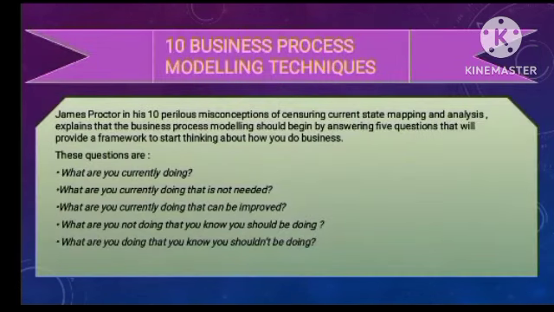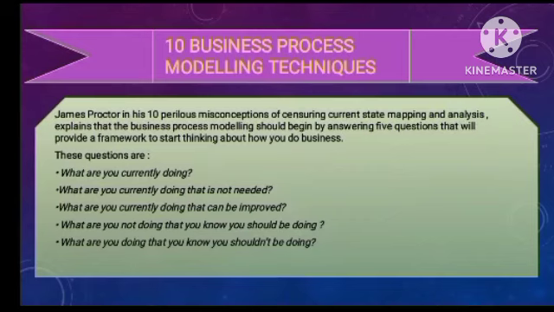And the next one, we have the 10 business process modeling techniques. So James Proctor, in his 10 perilous misconceptions of current state mapping and analysis, explains that business process modeling should begin by answering 5 questions that will provide a framework to start thinking about how you do your business. So these 5 questions are, first, what are you currently doing? So in doing business or in managing an organization, you really need to know what actions you have started doing, so you are aware of what you are going to do next.